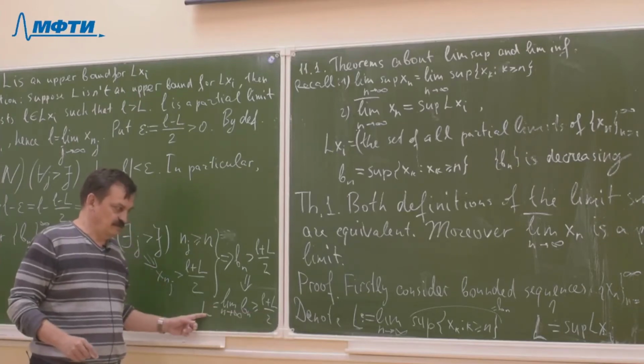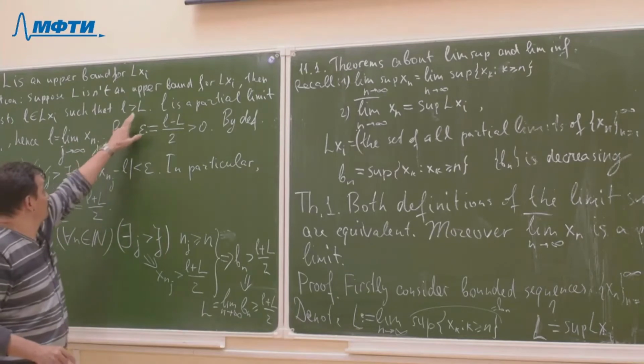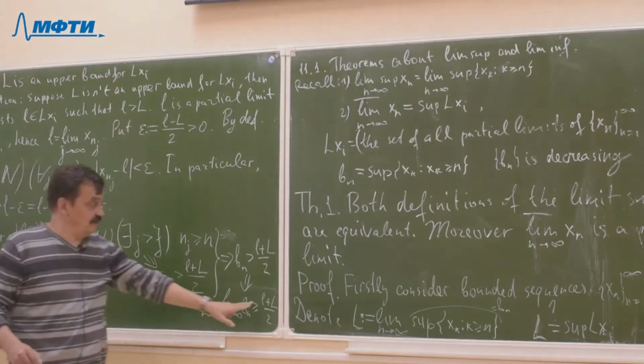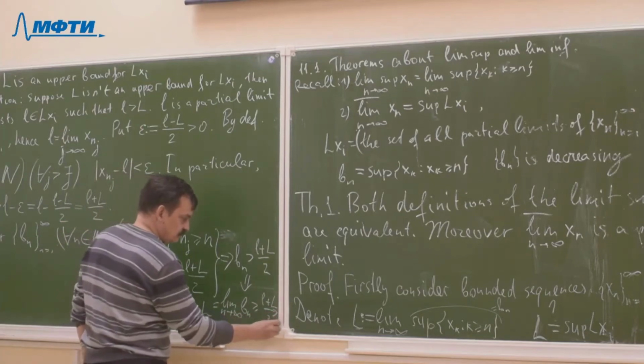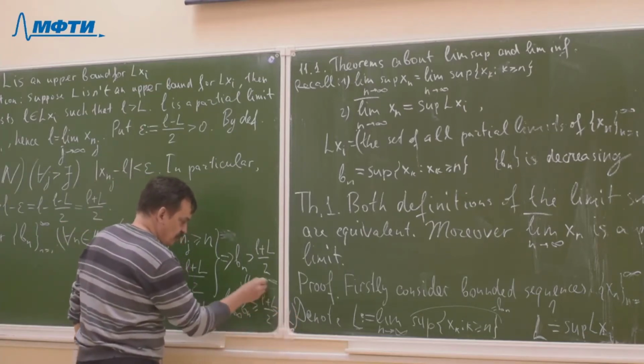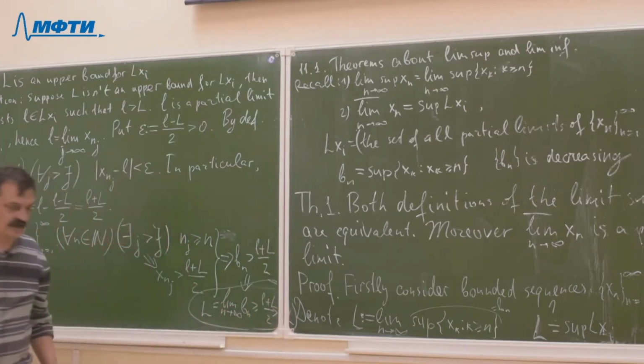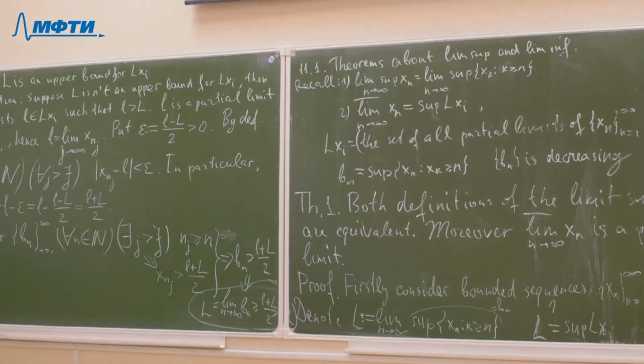That's impossible, because capital L is smaller than small l, so (L plus l) over 2 is greater than L. And that means that we have a contradiction. Now there is a question, what does partial limit mean? Partial limit is just this one, so the limit of a subsequence.